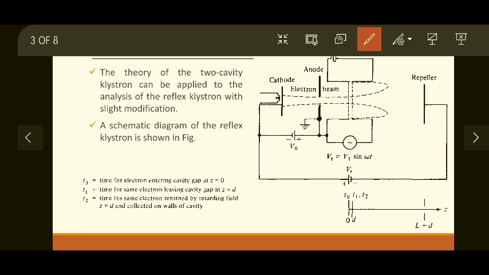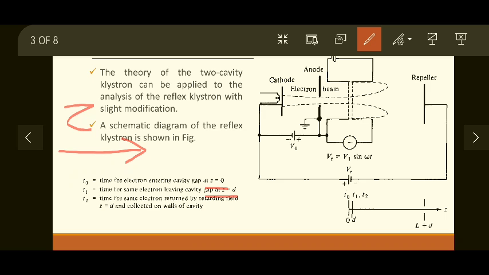The time for the electron entering the cavity gap at z equal to 0 is considered as T0. So this is our T0, the entry of the cavity. Then T1 is the next time, the time for the electron leaving the cavity gap at z equal to d, because the width of the cavity gap is d. So T1 is the time at which the electron beam travels the distance d. We are always assuming that the electron beam travels in the z direction. That's why z equal to 0 and z equal to d are mentioned. Remember that.